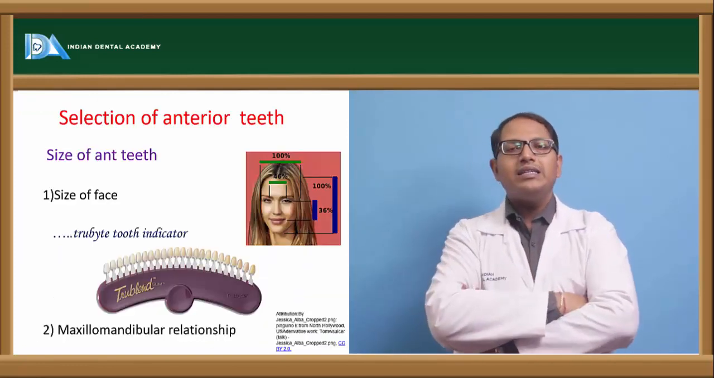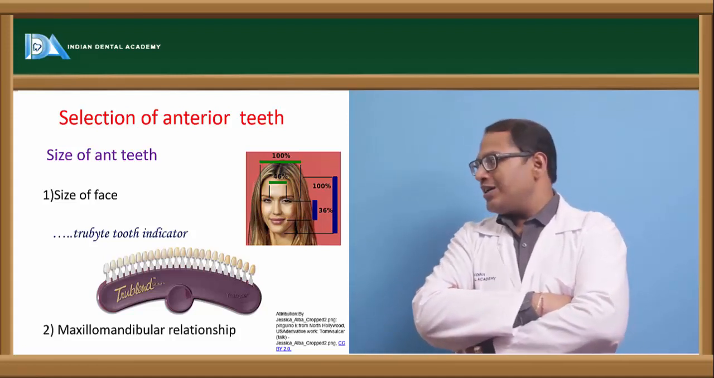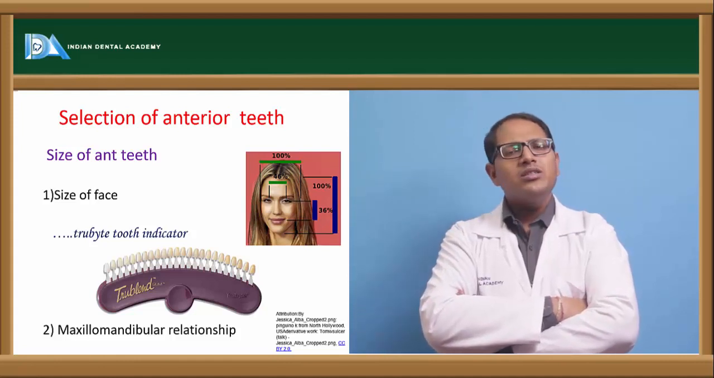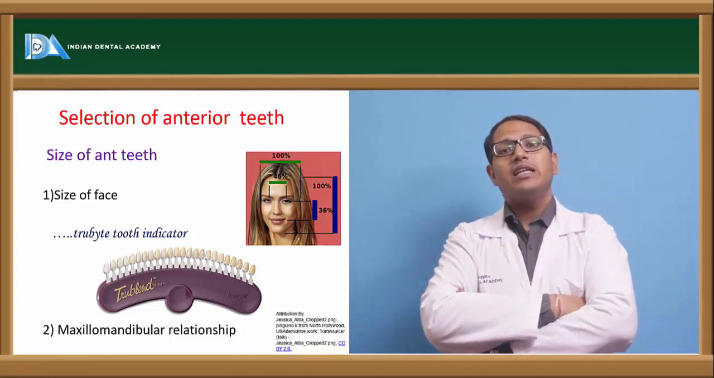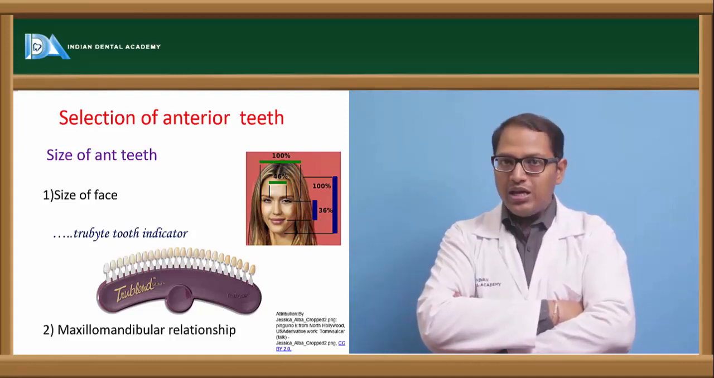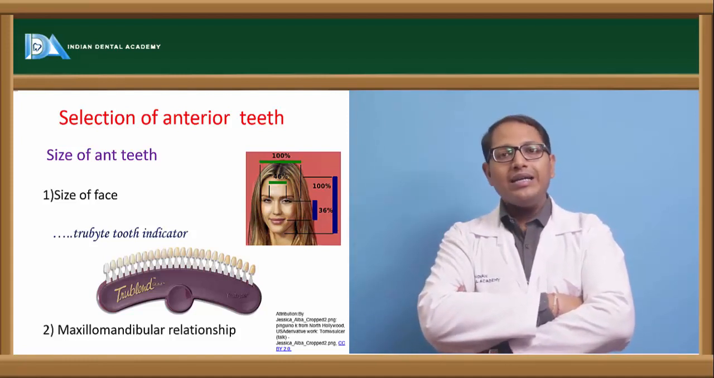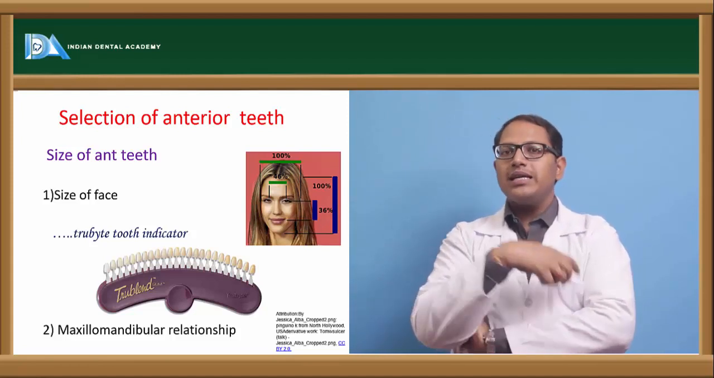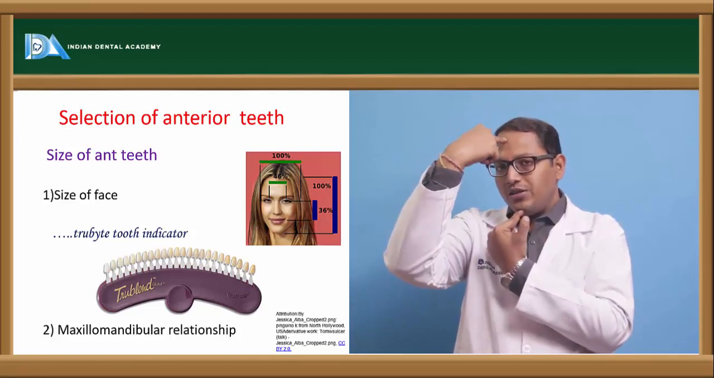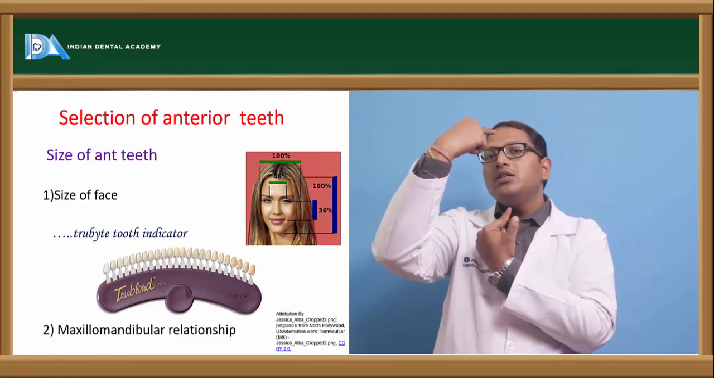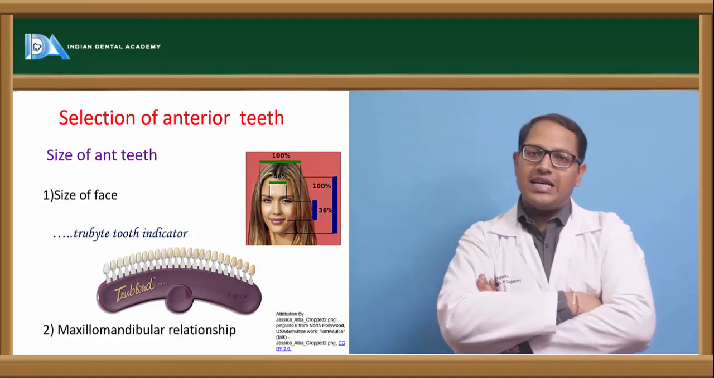So selection of the anterior teeth was more based on the shape of the face of that particular patient who is coming to you. Now, how do we measure the size of the face? The size of the face was measured with an instrument which came very early in the history of dentistry, the Trubyte tooth indicator. This Trubyte tooth indicator was like a silhouette. It had two marker points, so it measures the face from the chin line to the hairline. That is how we measured the size of the face.